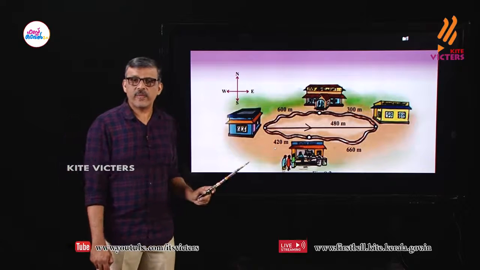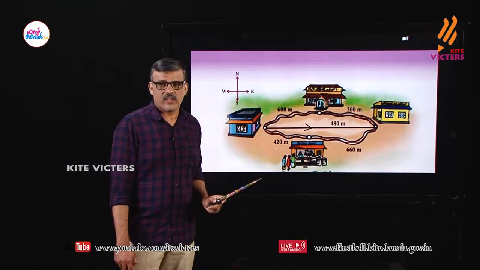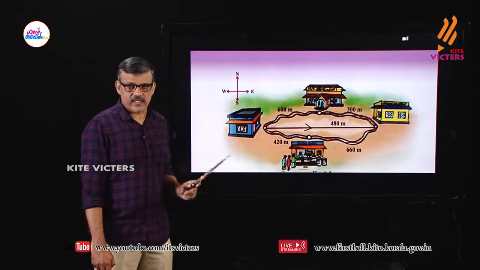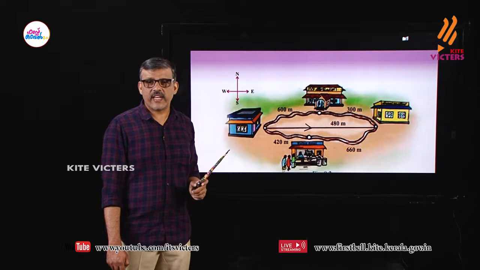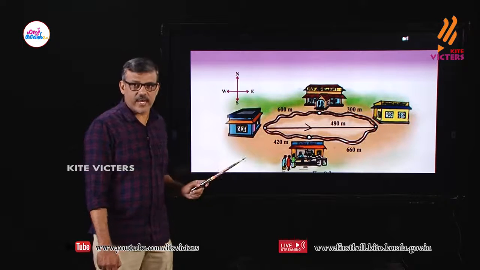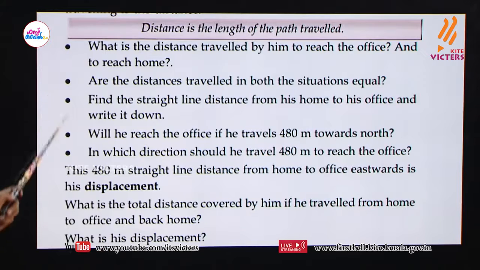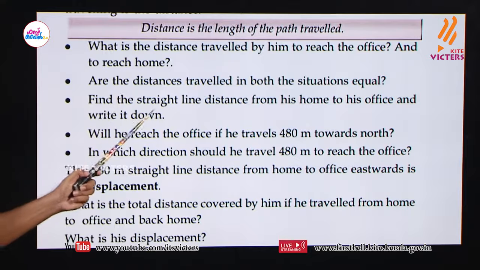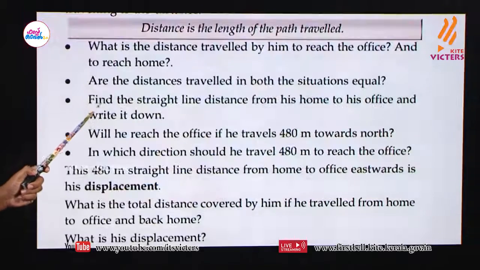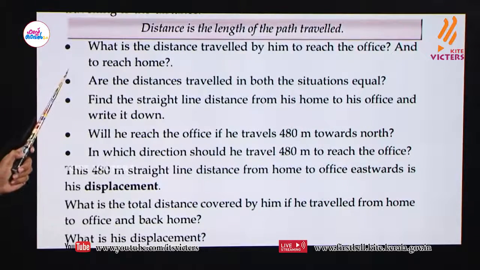Then what do you mean by distance? Can you say a definition for distance? Yes, distance is the length of the path travelled. Now, try to answer some questions. Here are some questions. You need to answer these questions by the observation of the previous figure.